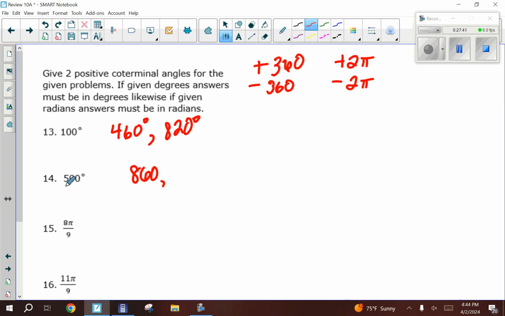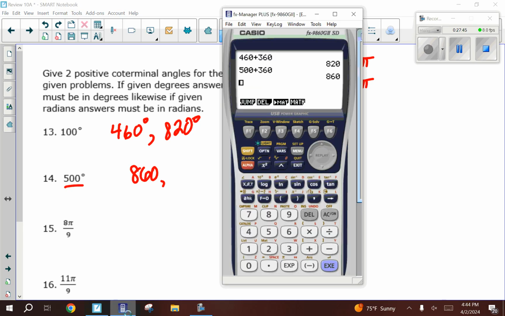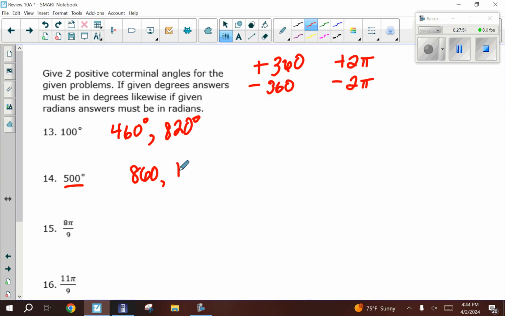And I'm noticing this guy right here is above 360. So if I wanted to come up with a positive answer, I could also do minus 360. So another one could be 140. And again, guys, this list is infinite. You can just keep adding 360. But right here, they want it positive, so that's why I'm not going to subtract 360 two times in a row.